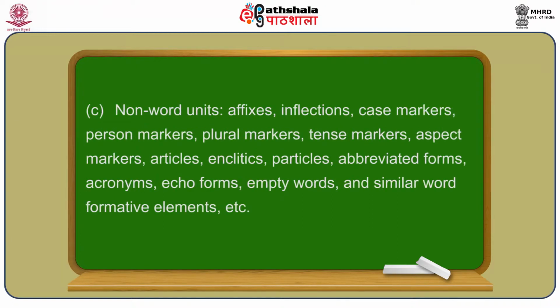Then there are non-word words, which are called non-words but lexicographic words. Since they are included in the lexicography, in the dictionary, they are treated as lexicographic words, but they are normally treated as non-words, like affixes, inflection markers, case markers, person markers, plural markers, tense markers, aspect, infinitives, particles, abbreviated forms, echo-forms, empty words. These are basically non-word entities, but they are lexicographic words because they are allowed to be included in the list. All those things can be collected from the corpus to be included.